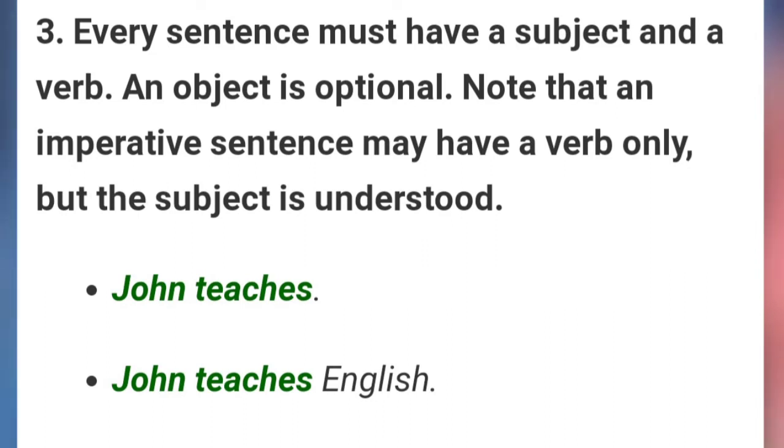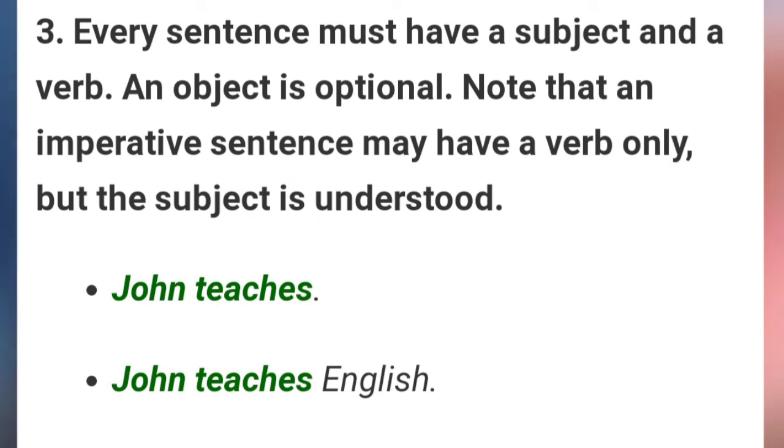The next one in my list is that every sentence must have a subject and a verb. This is a very important rule, guys. For any sentence to start with, there needs to be a subject and a verb. An object is optional at times. Like if I say John teaches, what is the subject? John. And what does he do? What is the doing form? The doing form is teaches. So teaches is the verb.